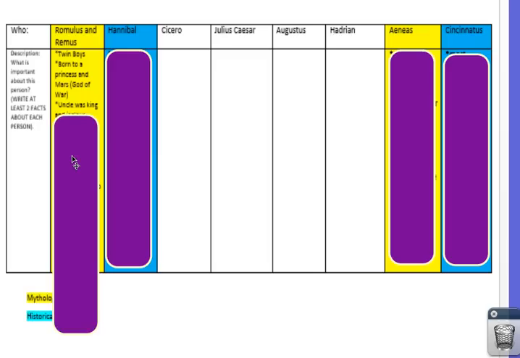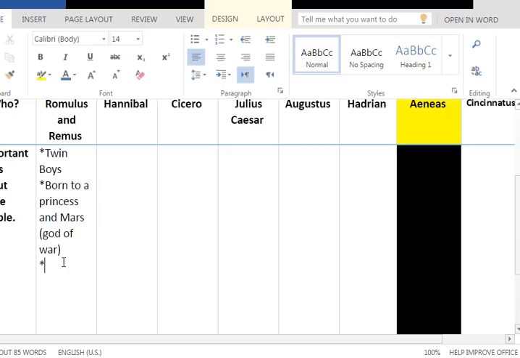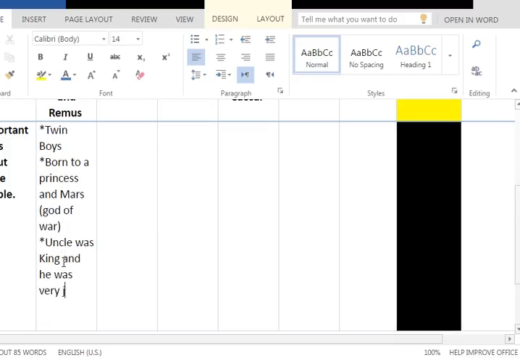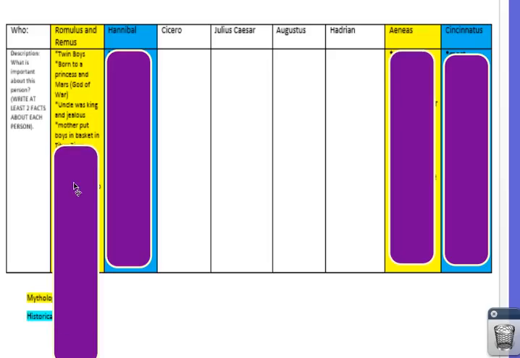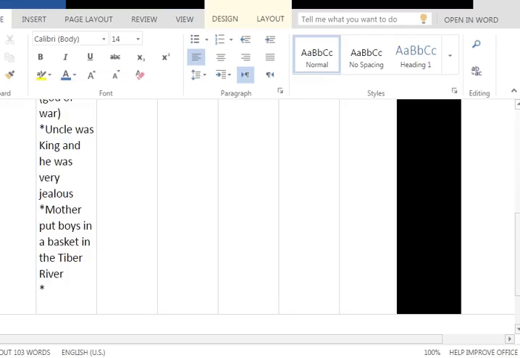Okay, the next fact about Romulus and Remus is their uncle was a king and he was very jealous. So we're going to add that too. Uncle was king and he was very jealous. Alright, ready for the next one. So, now we're back to what we read in the passage. Their mother put the boys in a basket and put the basket in the Tiber River. So we're going to add that fact. Alright, I have mother put boys in a basket in the Tiber River.